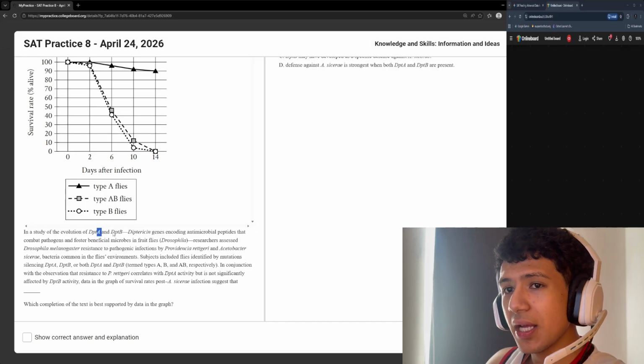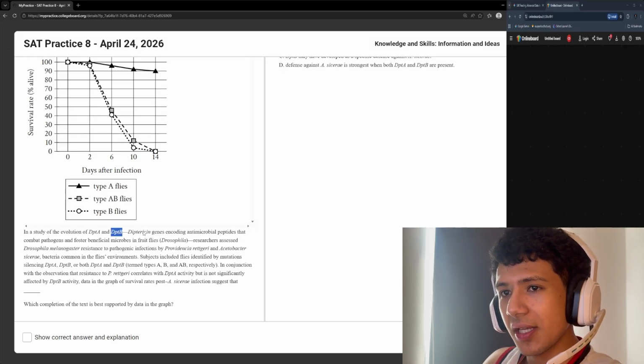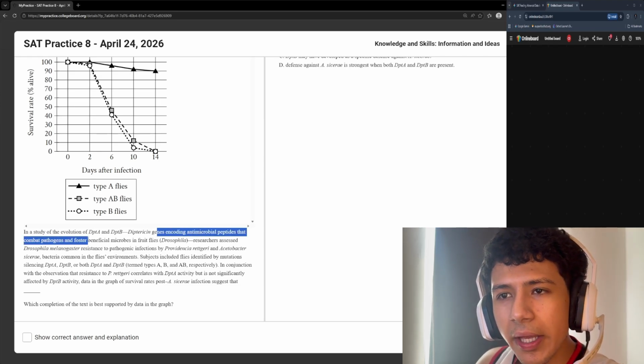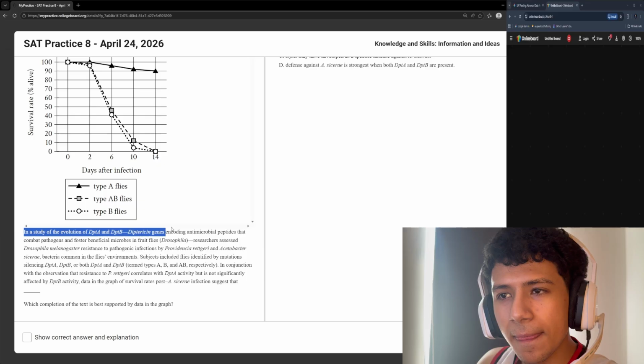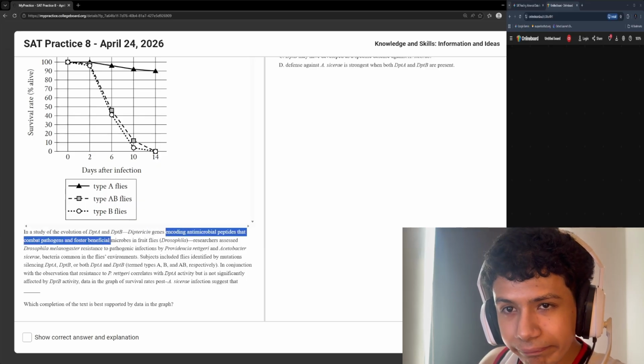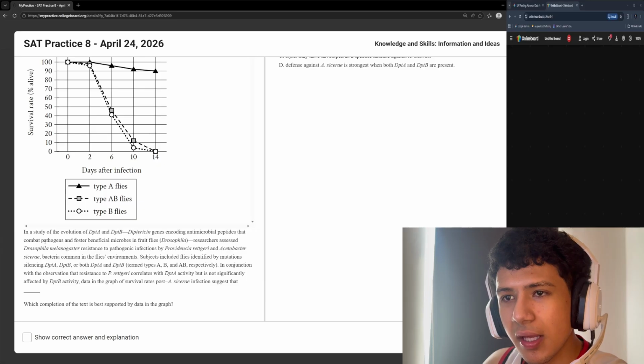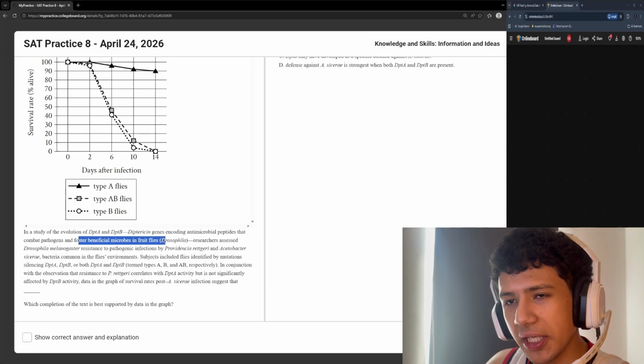Now, DPTA, DPTB, what are these things? They are genes. Okay, so DPTA and DPTB are genes that combat bacteria or pathogens. I guess that's similar to bacteria, and they also foster beneficial microbes in fruit flies.